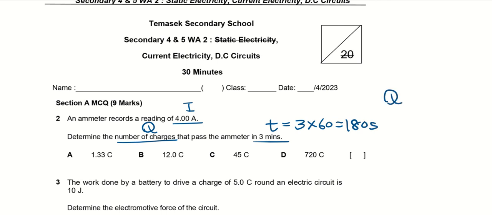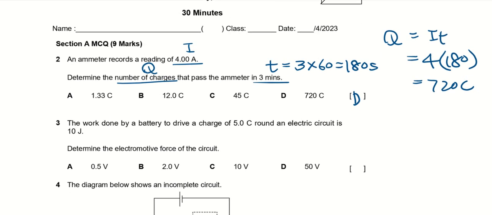So we apply the formula Q equals IT, and since we have current, which is 4, and time is 180, the number of charges that flow through in 3 minutes is 720 coulomb. So the answer is D.